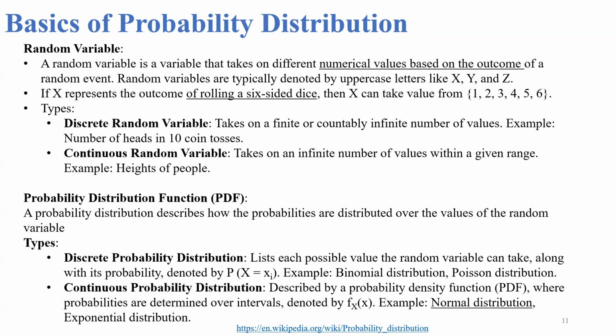It can be represented by the binomial distribution or the Poisson distribution. Don't confuse the Poisson distribution with Poisson ratio. Same person, but different papers or different methodology. A continuous probability distribution is described by the probability density function, where the probabilities are determined over intervals, not at particular discrete points, denoted by f of x, such as the normal distribution, which is extremely popular for uncertainty quantification, and of course the exponential distribution. Sometimes it could be a combination of exponential plus normal distributions.